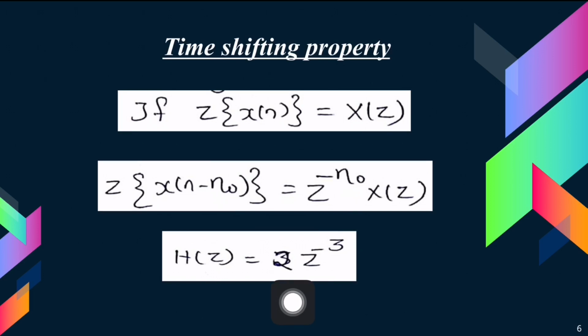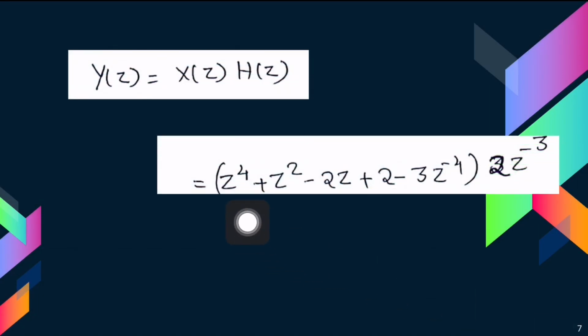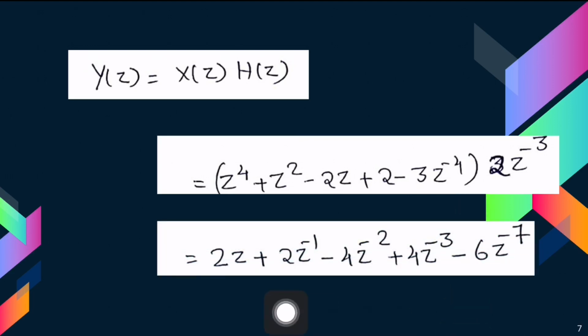substitute the values of X of z and H of z in equation 1 and get Y of z equal to z raised to 4 plus z raised to 2 minus 2z plus 2 minus 3z raised to minus 4 into 2 into z raised to minus 3. By rearranging it, we get 2z plus 2z raised to minus 1 minus 4z raised to minus 2 plus 4z raised to minus 3 minus 6z raised to minus 7. Thus, we obtained the value of Y of z.